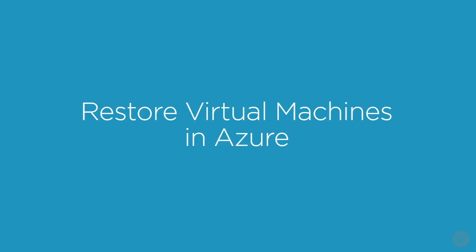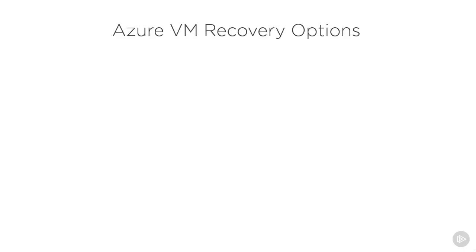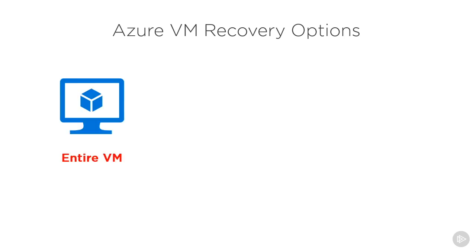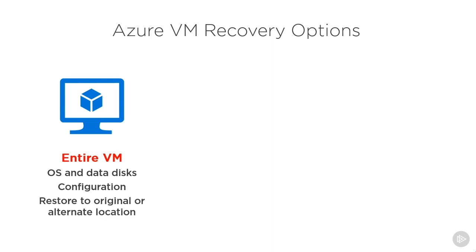Restore virtual machines in Azure. The Azure VM Backup and Recovery features in the Recovery Services Vault give us three options. Number one, we can restore an entire virtual machine. This is going to bring back the OS and any data disks that are part of that recovery snapshot, as well as any configuration. You can restore to the original location, assuming that you've deleted the source or failed VM, or to an alternate location. You may have to recreate or reattach other dependencies, as we talked about in the previous module.